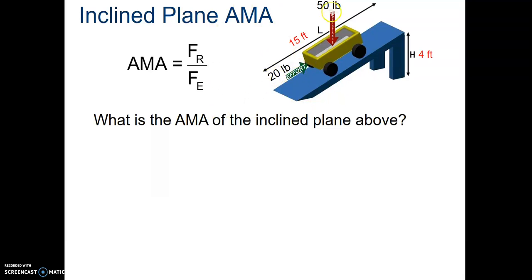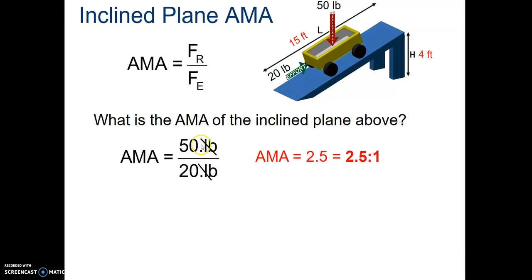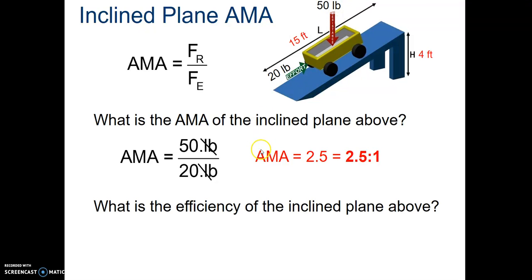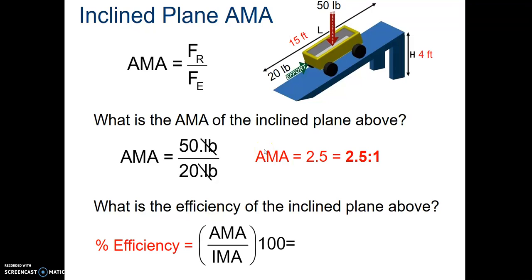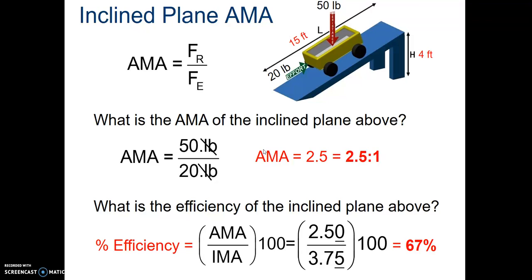It takes me 20 pounds of force to move this 50-pound object up this hill. So the actual mechanical advantage is the 50 pounds of resistance over the 20 pounds of effort. I've got a 2.5 actual mechanical advantage, greater than 1, so it takes me less effort than resistance. So efficiency is AMA over IMA, calculated from the previous slides. We have a 68% efficiency.